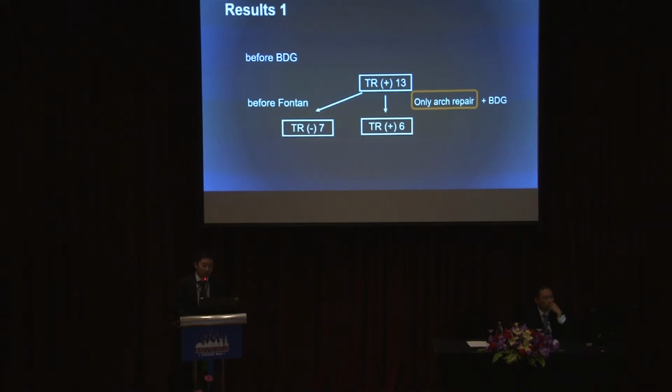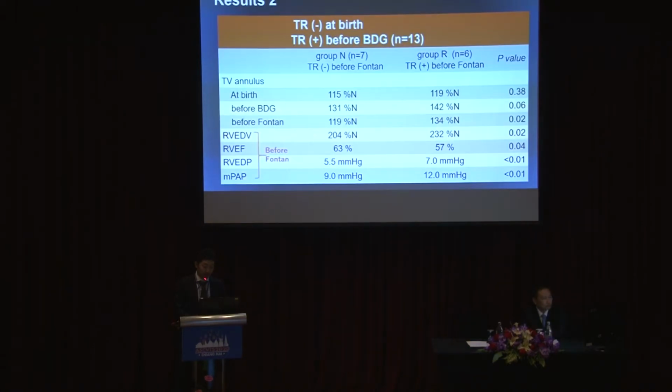So 30 patients had arch repair in addition to the bidirectional Glenn procedure. They didn't have any tricuspid valvuloplasty, just arch repair and bidirectional Glenn. After the operation, 7 patients did not have TR. However, 6 patients remained with TR. So let's compare the 2 groups.